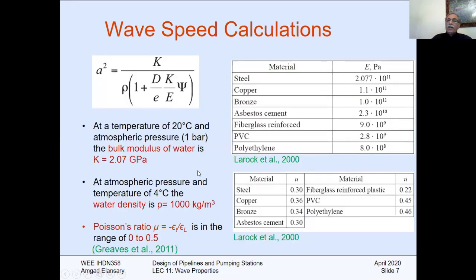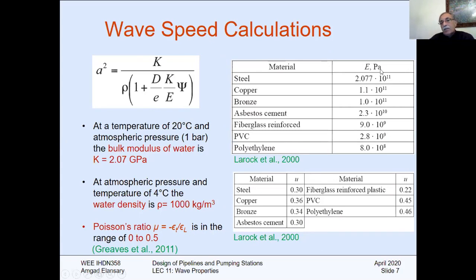The wave speed calculation. In the wave speed calculation, we're going to use the same equation as in the previous slide, but we have added a new parameter called psi, the Greek letter psi, which is this letter here. In the first table, we can see the Young modulus of elasticity for different pipe materials: steel, copper, bronze, asbestos, PVC, and polyethylene.